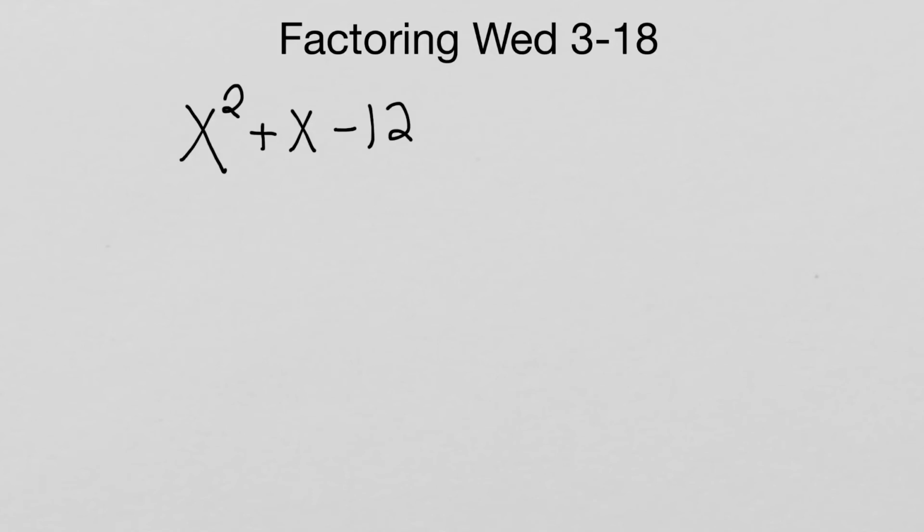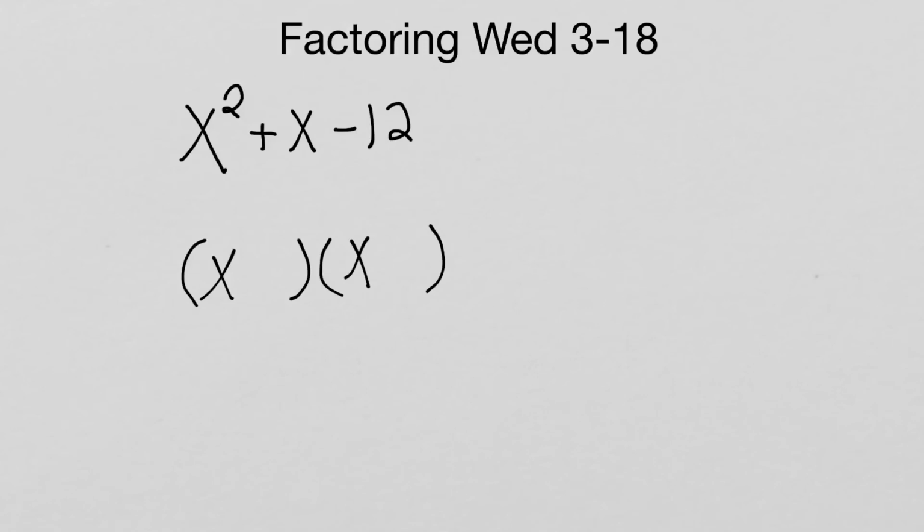All right, last problem. x squared plus x equals negative 12. x squared doesn't have a coefficient, so I know that it's going to be brackets, and it's going to look like this. I want to make a complete list of all the numbers that multiply together to give me negative 12. This is going to be kind of a lengthy list.